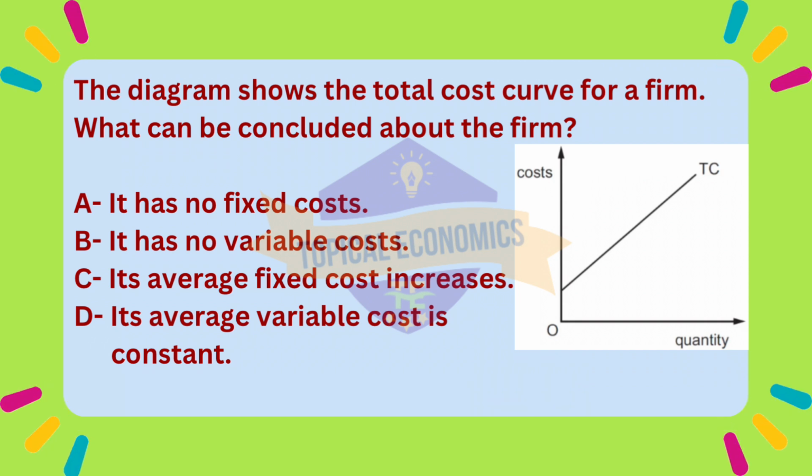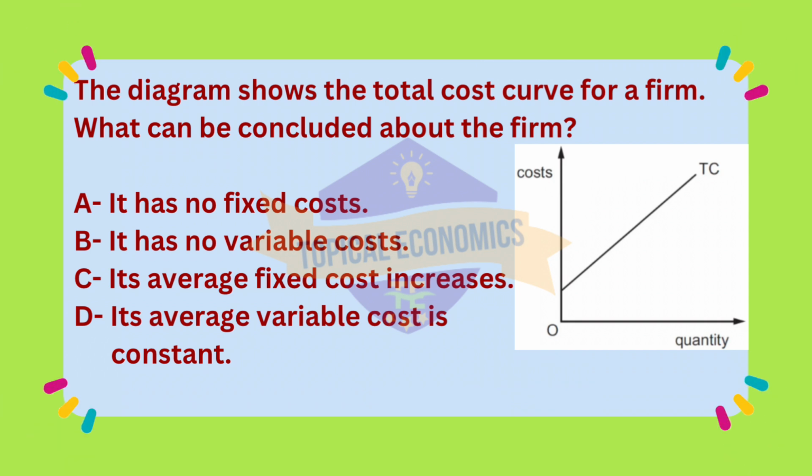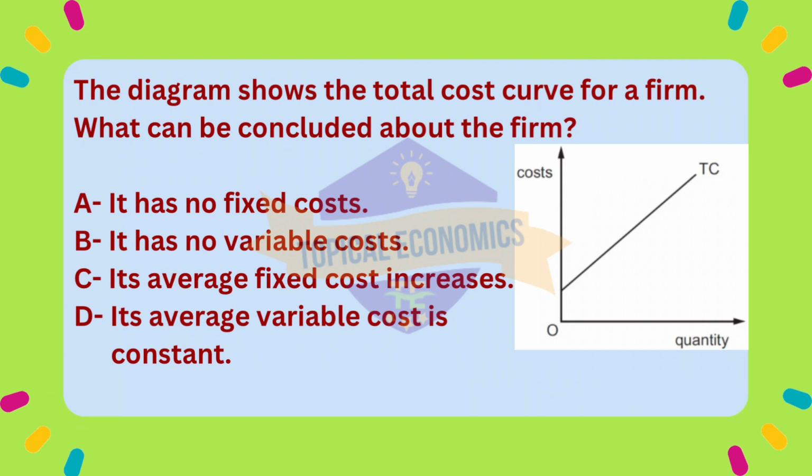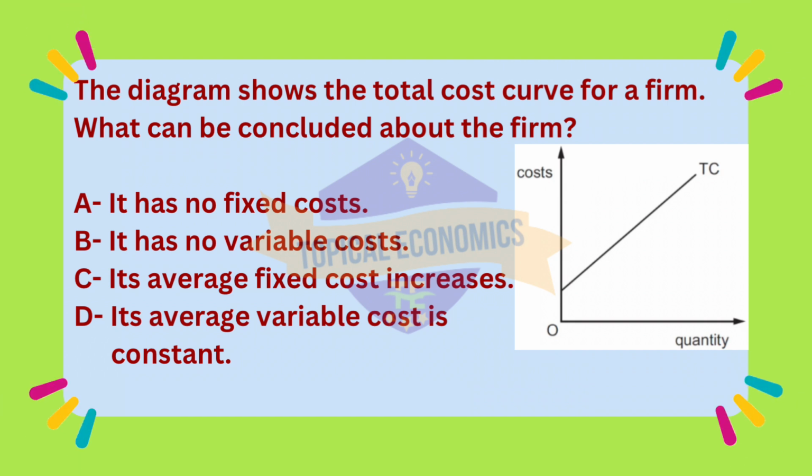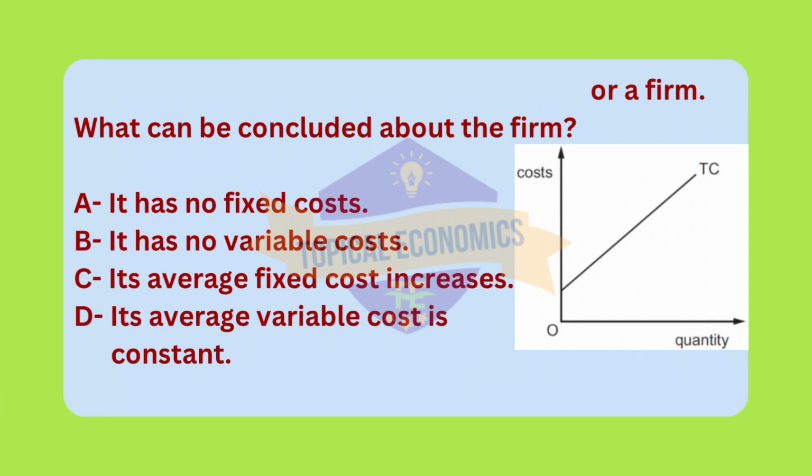Next, option B. It has no variable costs, would imply that the total cost curve is flat, i.e., there's no change in cost with output, but a slope indicates that variable costs exist. Lastly, option C. Its average fixed cost increases, is incorrect, because average fixed cost, AFC, decreases as output increases, since fixed costs are spread over more units. A rising total cost curve does not indicate rising fixed costs, only that variable costs are increasing.